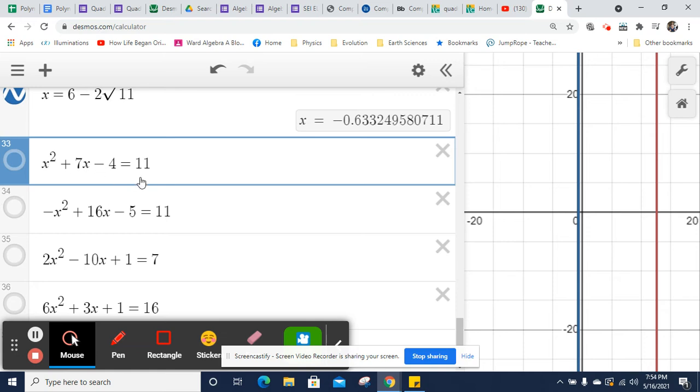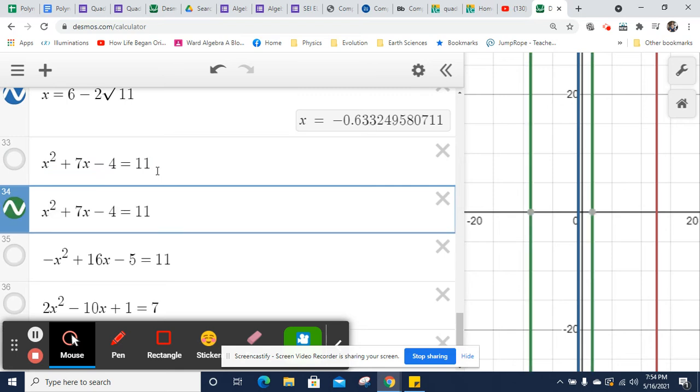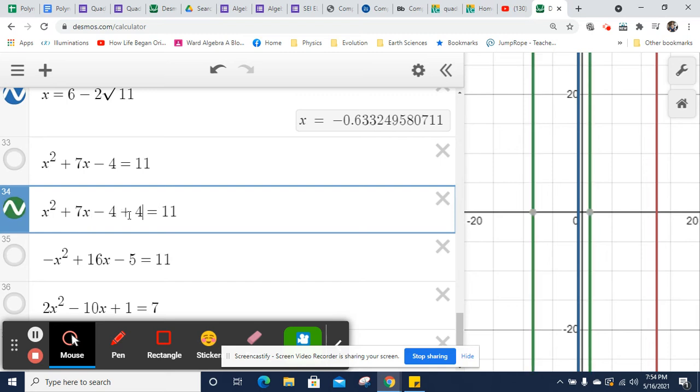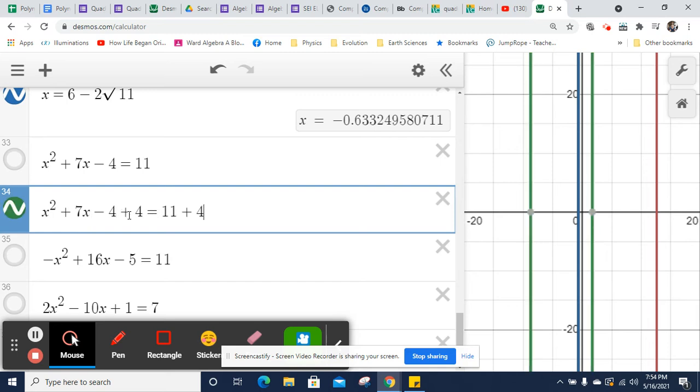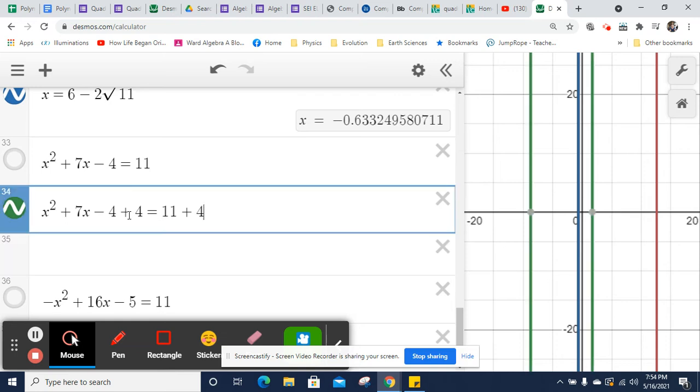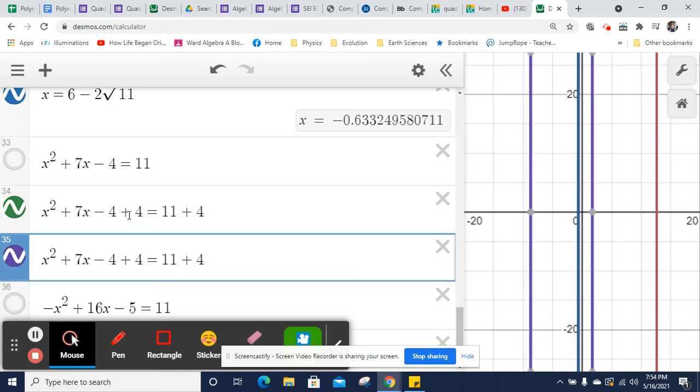x squared plus 7x minus 4 equals 11. I'm going to assume you did try that and you paused the video, and now you're back to see how I did it. So first thing I'm going to do, I'm going to isolate x squared plus 7x. So I'm going to add 4 to both sides. That's going to give me 15 over here, and over here, just x squared plus 7x.